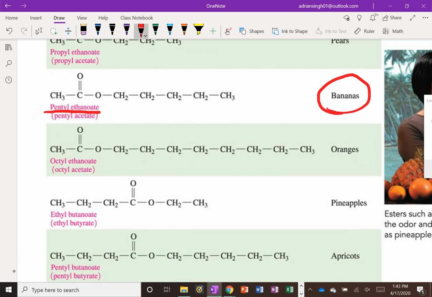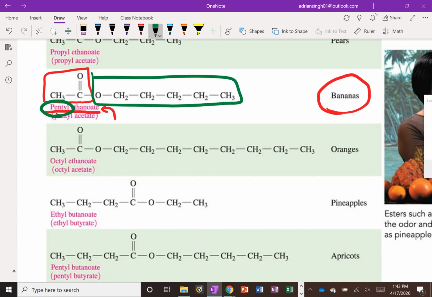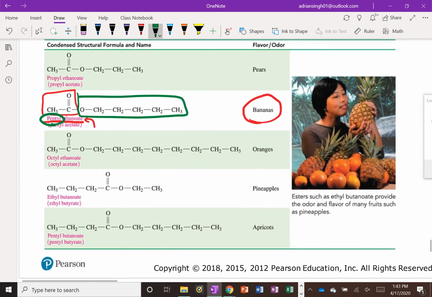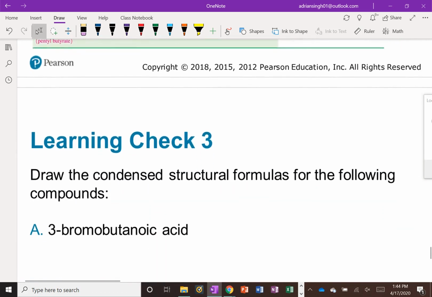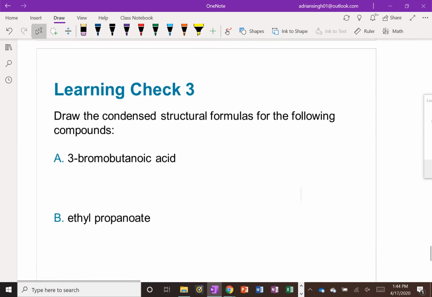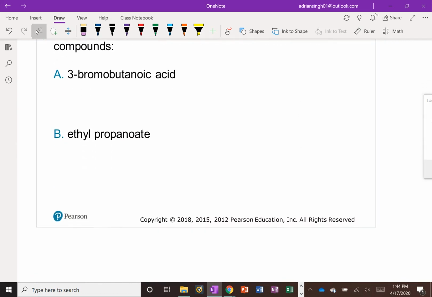All right, so what this means is that the acid that was used was ethanoic acid, which is a 2-carbon carboxylic acid. That's the part in red. And then the alcohol would have been a 5-carbon alcohol, pentanol, which is this part here in green. All right, and you can look at the other ones to see what esters are responsible for all of those different smells.